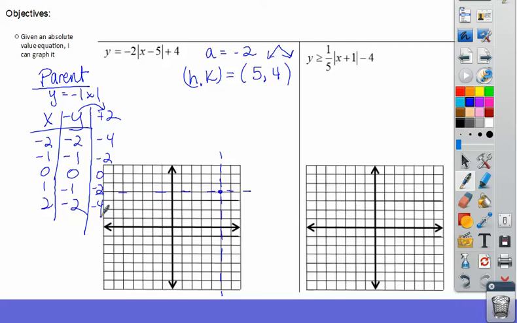I could have put positives here, but if you look, that was my parent. I already added it, so I kind of took care of it. So I'm going to go over 1, down 2, over 1, down 2, down 1, 2, 4, and 4. And this one has no shading, so I'm done.